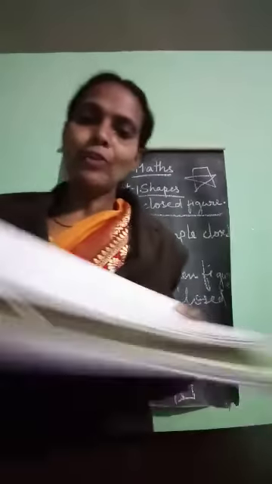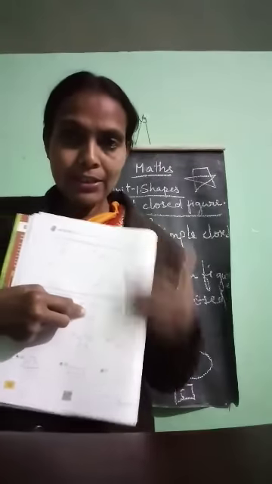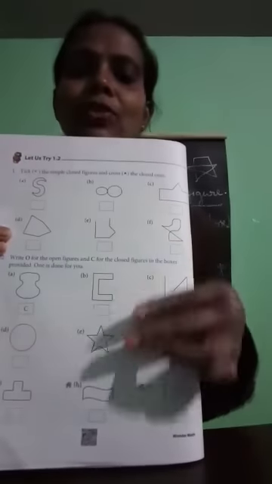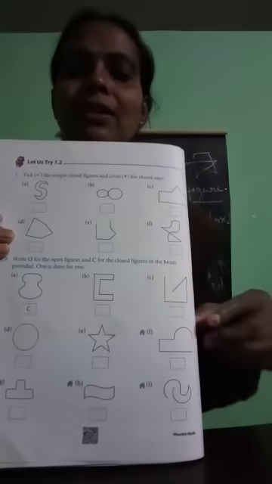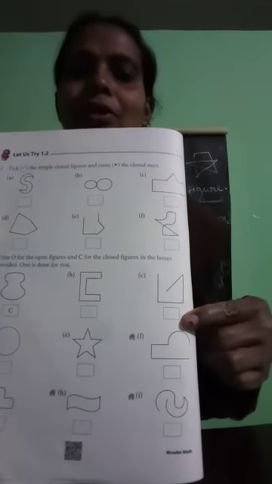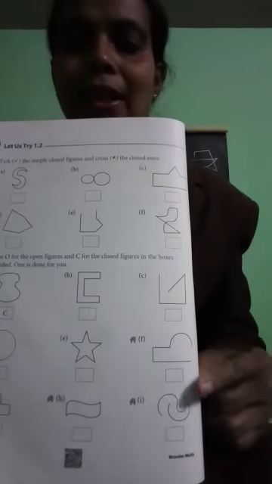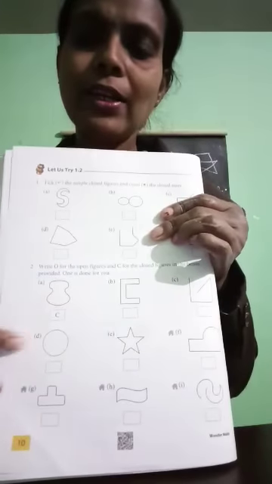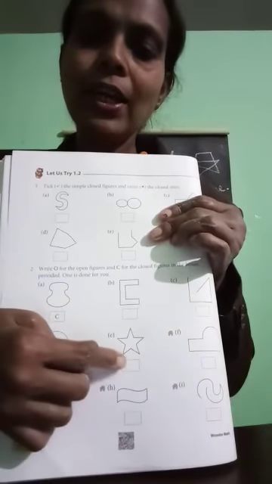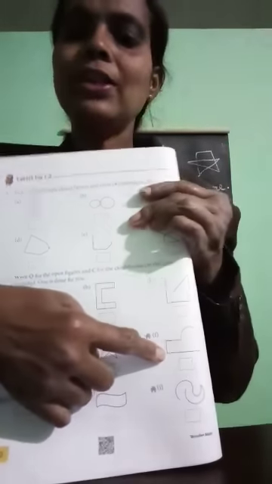Now, rest you have to do. You have to identify whether it is open figure or closed figure. See here, this one, tell me, it is closed figure. So write here C. This is open figure. Okay, can you see? So write here O. Again, this one, it is closed figure. Write C. This is also closed figure. Write C. And this one, it is open or closed? It is open. Write O.